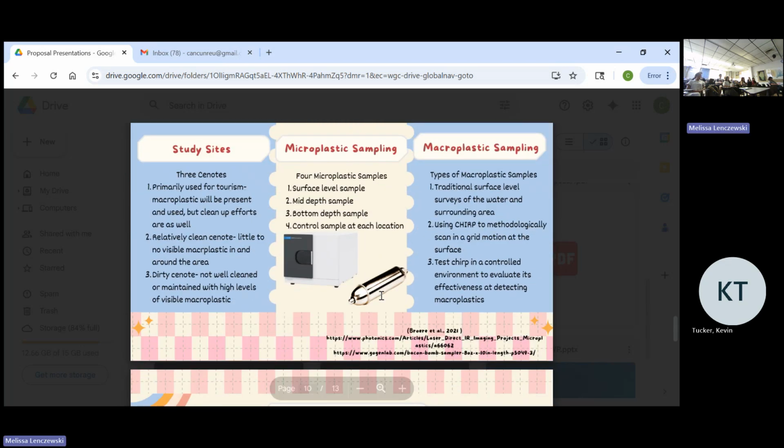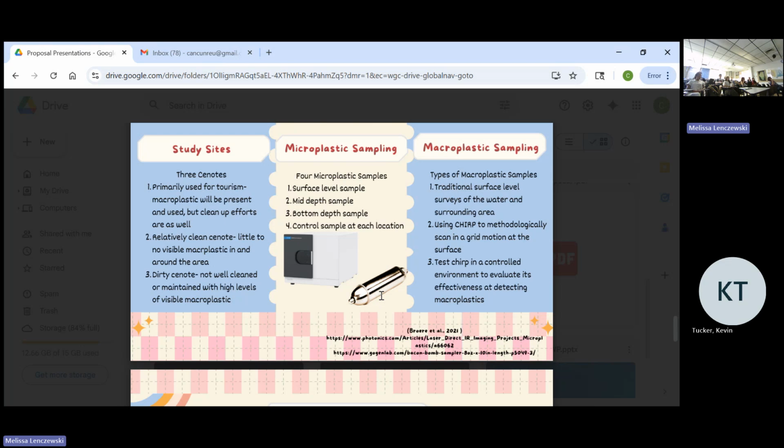For my study sites, I would ideally like to look at 3 different cenotes, one that is primarily used for tourism. So we know that macroplastics are going to be present, right? You're going to have a lot of people going out there. They're going to be drinking out of their water bottles. They're going to be having lunch. They're going to be using plastic utensils, things like that.